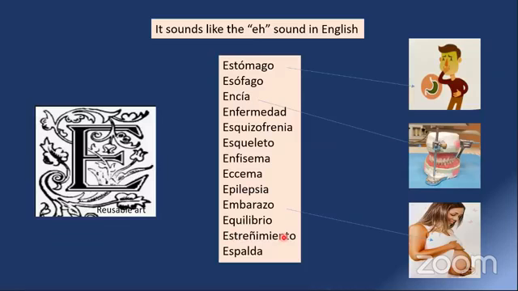Estreñimiento, we learned already in a lesson, and it's constipation. It's the opposite of diarrhea. Estreñimiento. Espalda. What's espalda? Take care of my back. Espalda is your back.